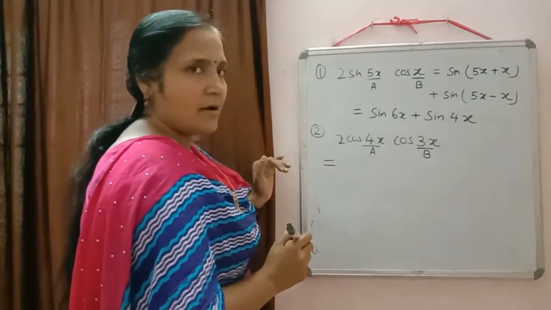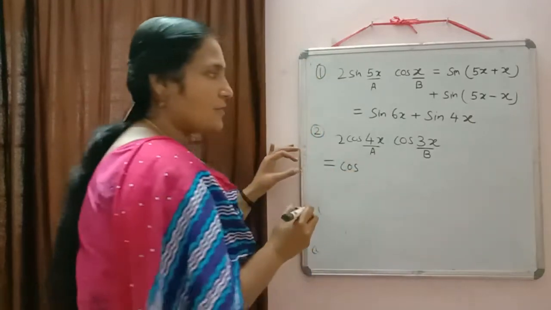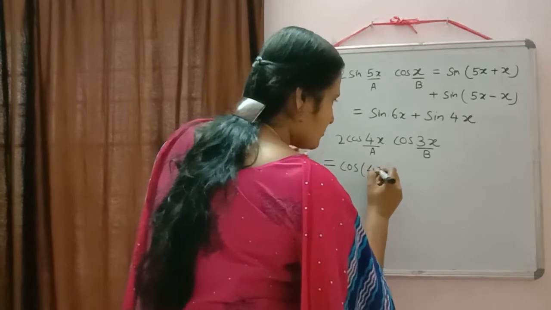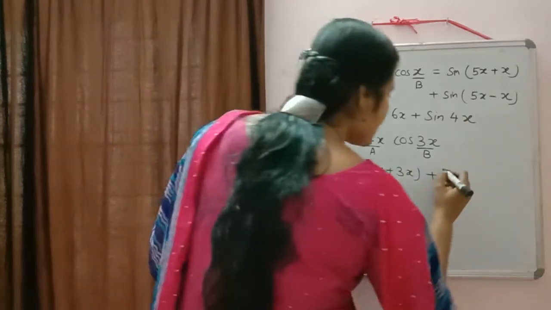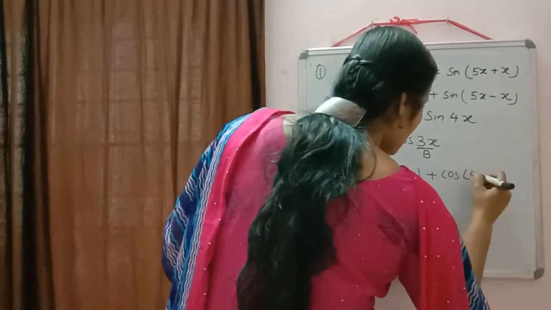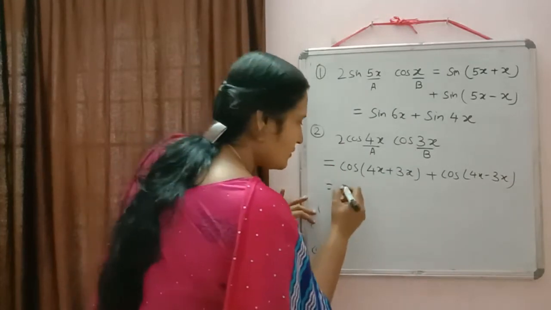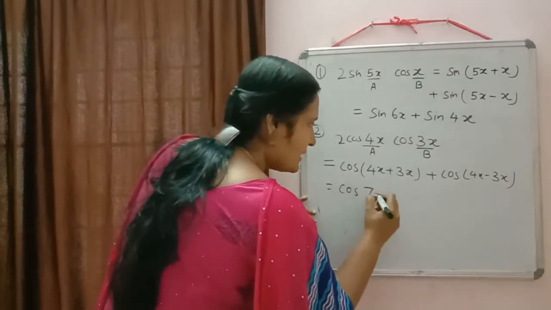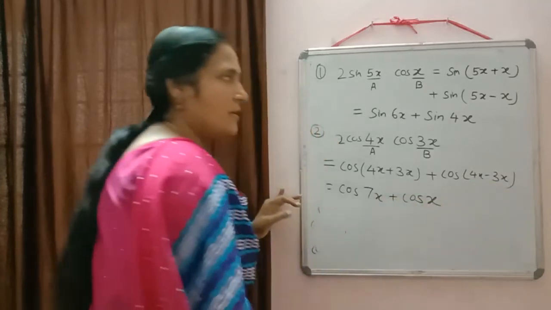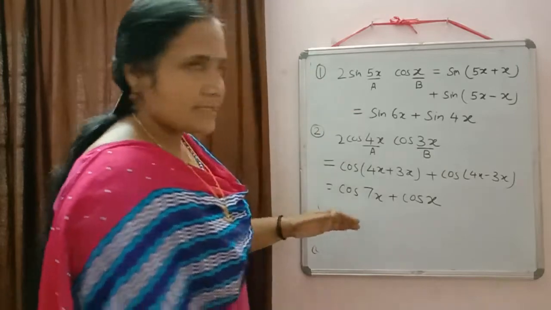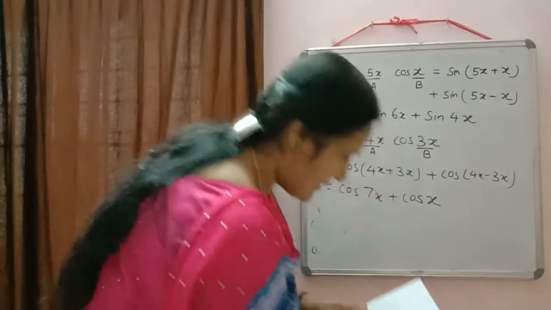So this is the formula of sum of cosines. Directly we will write this is equal to cos(A+B) + cos(A-B), so cos(4x+3x) + cos(4x-3x). Now just add the angles there. So it will be equal to cos 7x + cos x. So I think now it is clear how we are using the formulas. Okay, now write the next one.